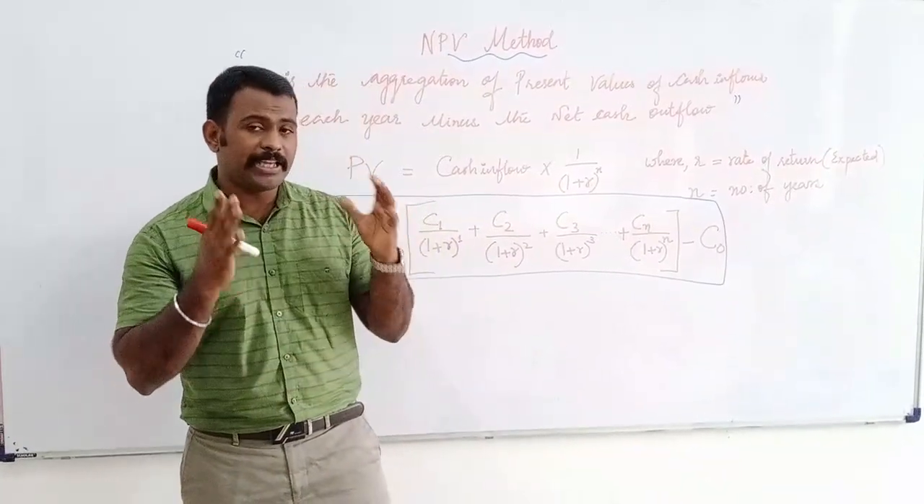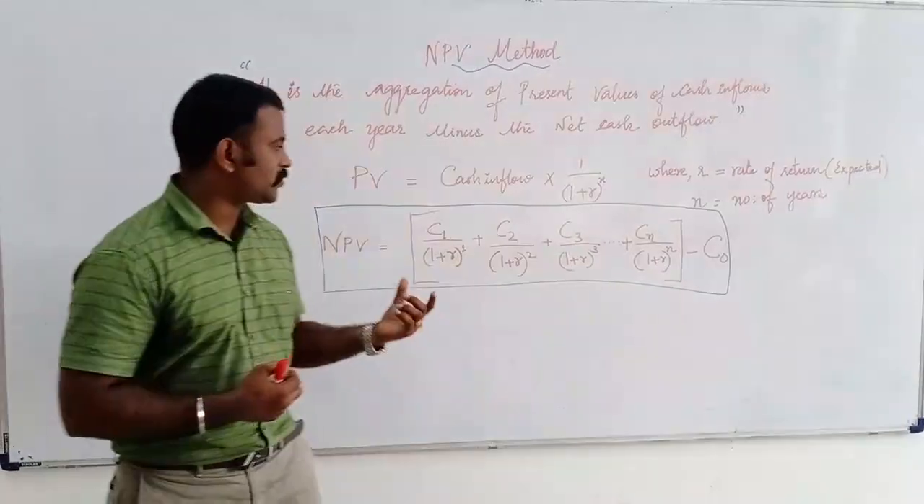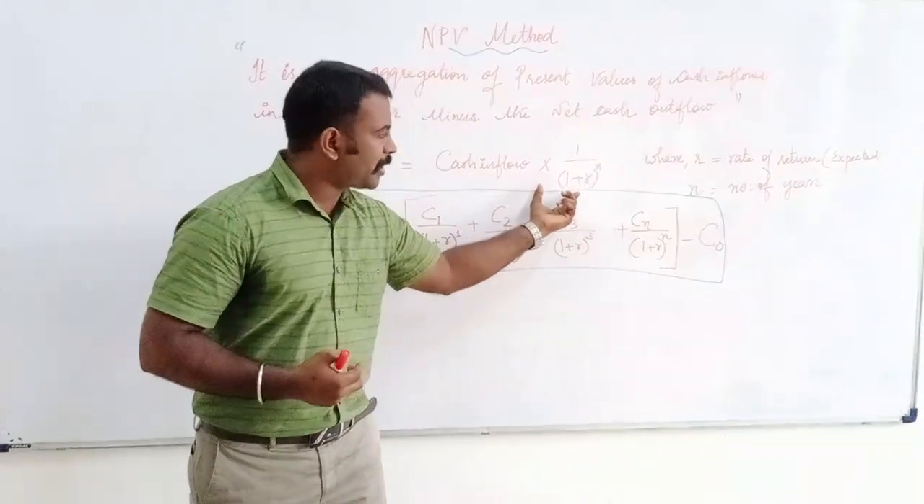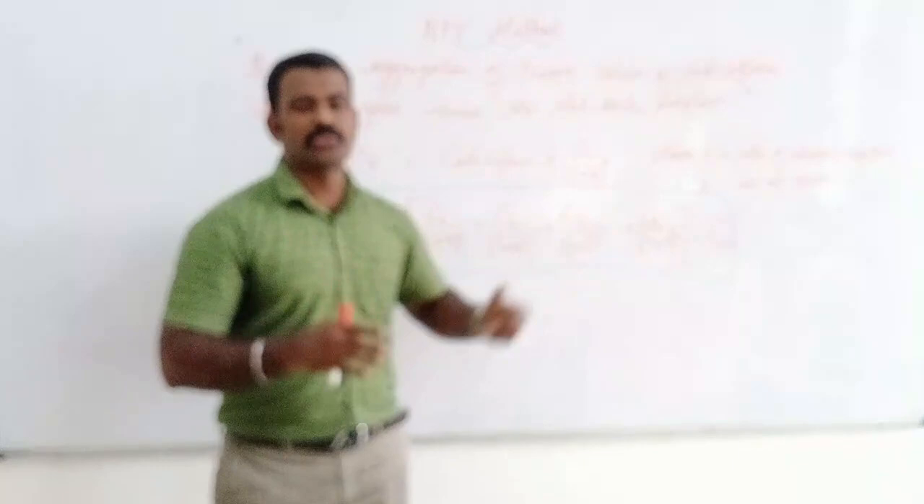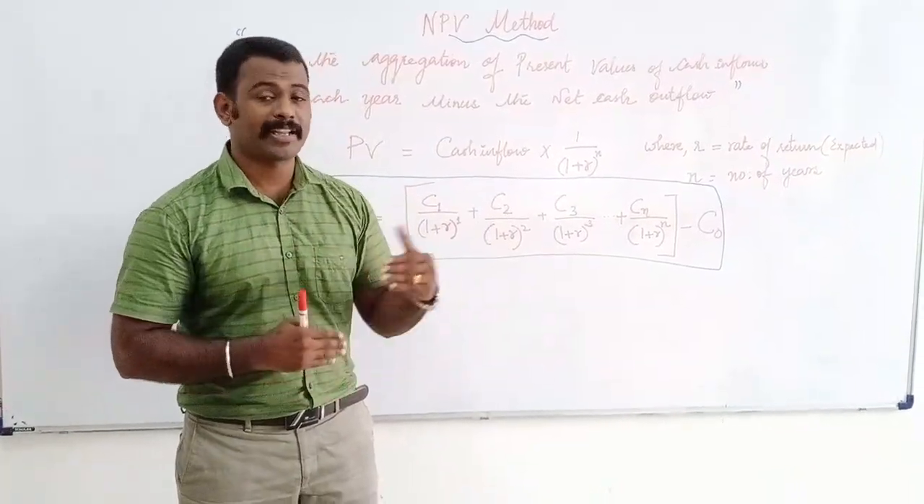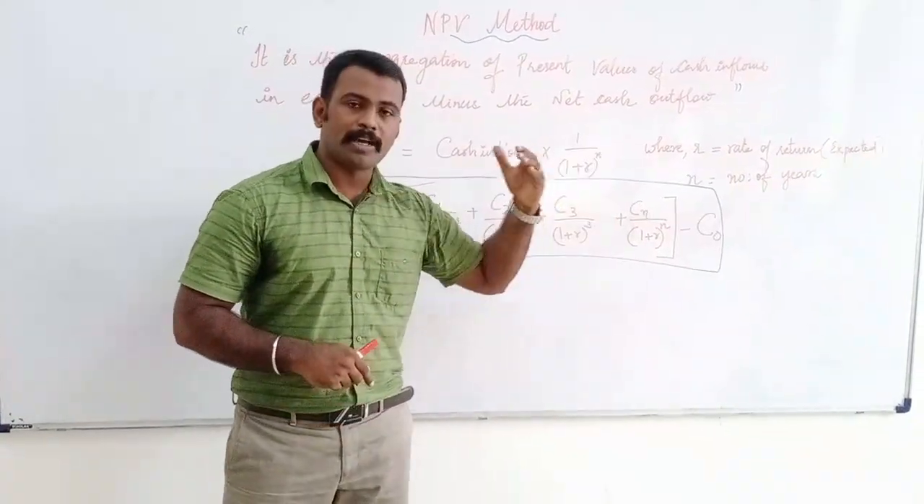The equation for valuating present values of cash inflows is cash inflow into 1 divided by (1 plus r) the whole raised to n, where r is the expected rate of return on the investment, and n denotes the number of years.